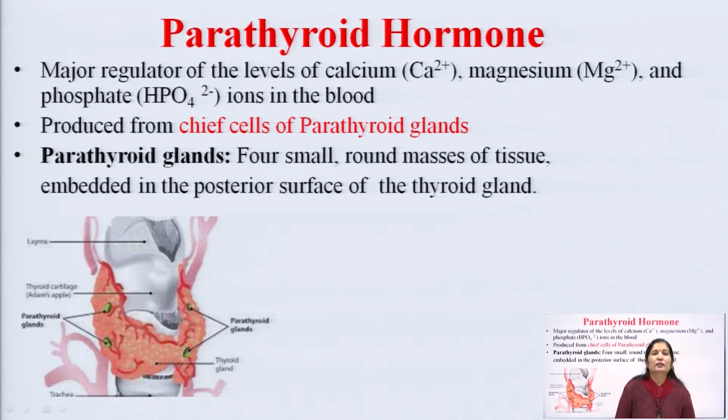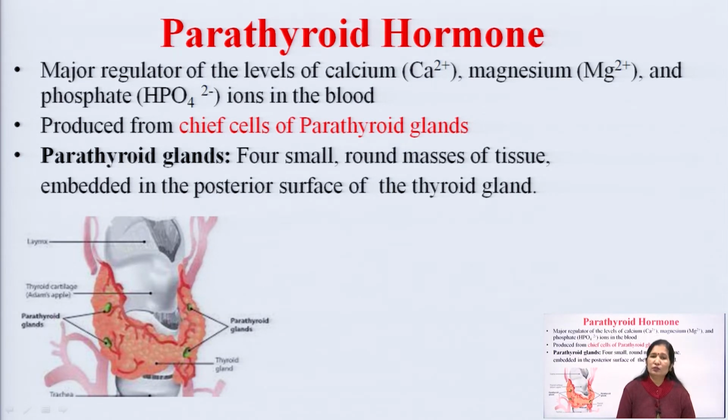The second hormone that regulates blood calcium level is parathyroid hormone, but the action of the parathyroid hormone is exactly opposite to calcitonin hormone. Calcitonin hormone decreases blood calcium level, but parathyroid hormone increases blood calcium level. So, parathyroid hormone is the major regulator of the level of calcium, magnesium and phosphate ions in the blood.